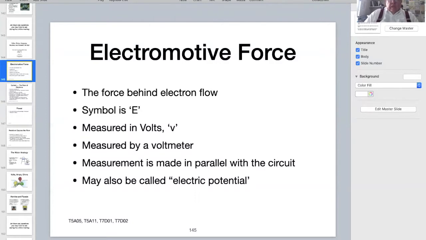Volts measure the electromotive force. For the precise scientists, 1 volt is the potential energy between 2 points that will impart 1 joule of energy per coulomb of charge that passes through it. Well, those are big terms, but essentially, in practical terms, volts measure the force or the push behind the flow of electrons. Volts are denoted by the letter V. The measurement is made by a voltmeter and is made in parallel with the circuit.